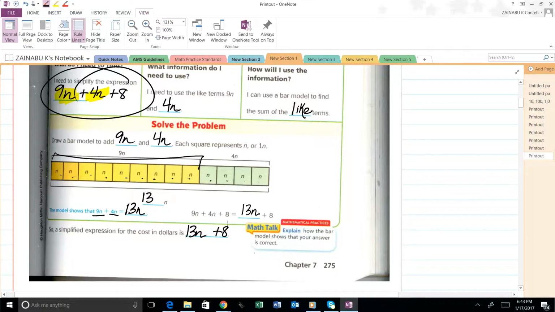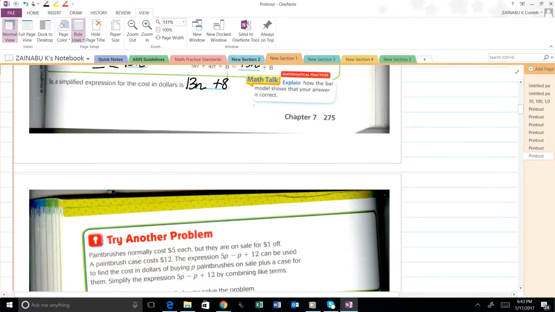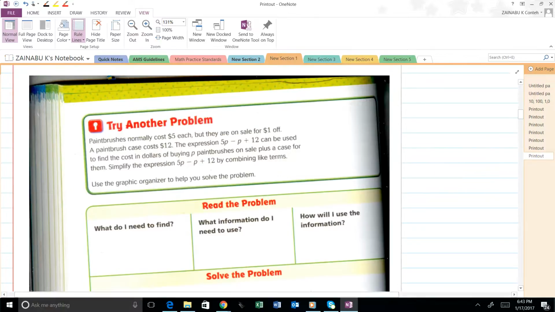Okay, let's try another problem. Paintbrushes normally cost $5 each, but they're on sale for $1 off. A paintbrush case costs $12. The expression 5p minus p plus 12 can be used to find the cost in dollars of buying p, standing for paintbrushes, on sale plus a case for them. Simplify the expression 5p minus p plus 12 by combining the like terms.